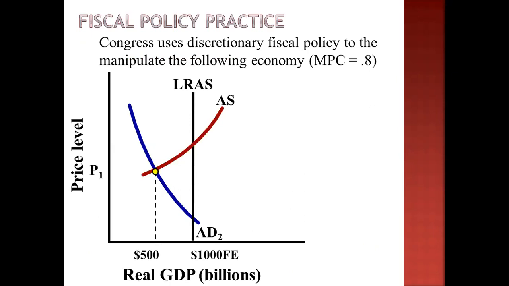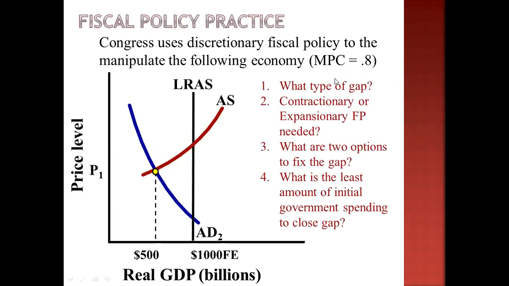All right, so let's practice on some graphs here. So we're in a recessionary gap. We can tell because we are below full employment. We are in a $500 billion gap. Our MPC is 0.8. Okay, so we know we're in a recessionary gap. We need expansionary fiscal policy.